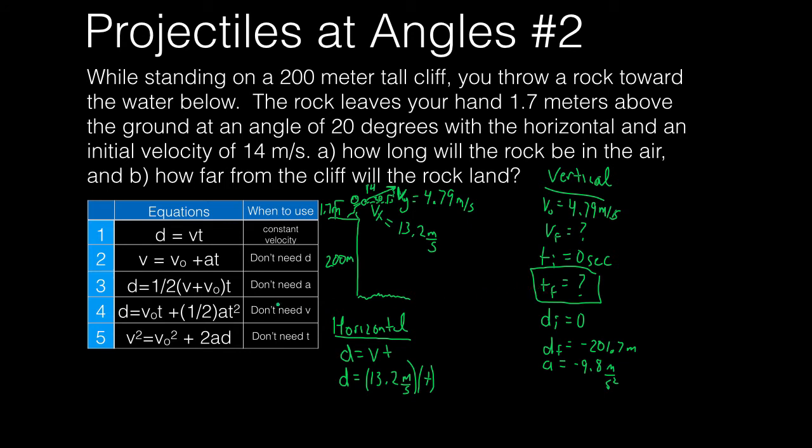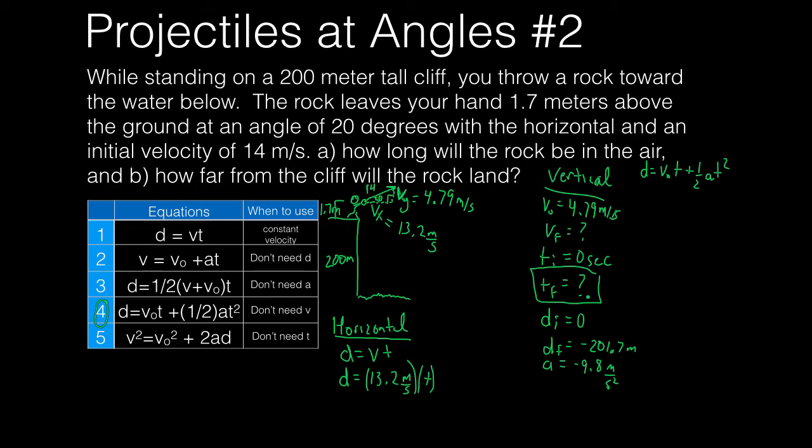Okay, now we have everything listed that we know, and we're going to try and solve for time. Again, we need to pick an equation, and we're going to pick equation number 4 to solve for time vertically, which let me rewrite that. Equation number 4 says that displacement is equal to initial velocity times time plus 1/2 at squared.